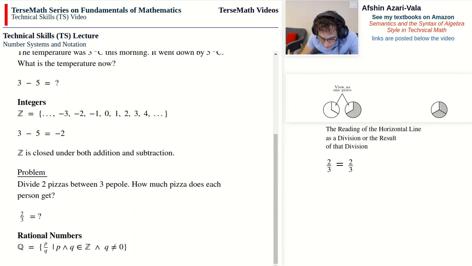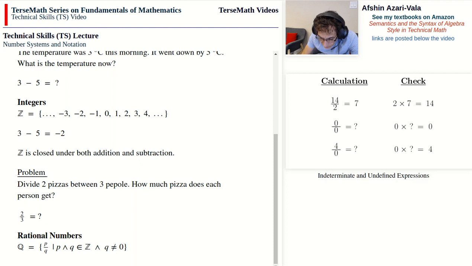Here's an example of why division by 0 is excluded. Let's take a look at an ordinary division first. 14 divided by 2 is 7. And of course, we can check that by multiplying 2 by 7, and we should get 14 back. Keep in mind that the check works by multiplying along the diagonal, 2 times 7, and we should get the top number, 14. Now, let's take a look at 0 divided by 0.